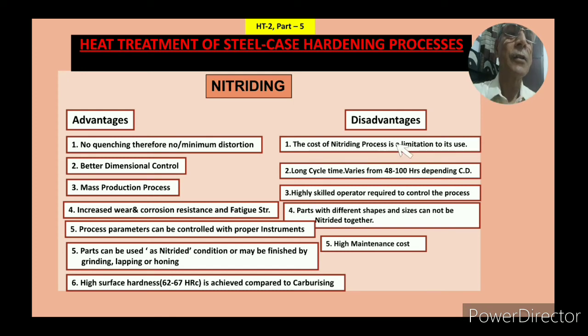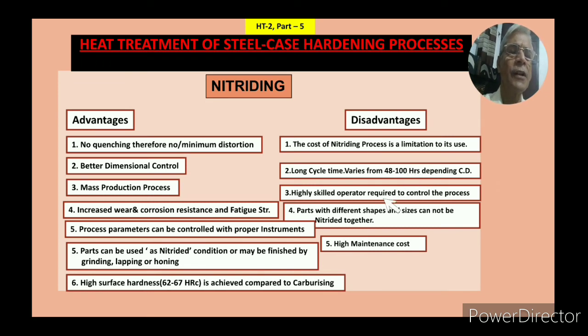Now, disadvantages. The cost of the nitriding process is a limitation of its use. Its equipment is costly: you have to have a good furnace, and a gas generator also, all those endo generators are required. So the initial cost goes high, and it is a high cost process. Then the long cycle varies from 48 to 100 hours depending upon the case depth. I have shown this in the graph also. Depending upon your case depth requirement, the cycle may go up to 48 to 100 hours.